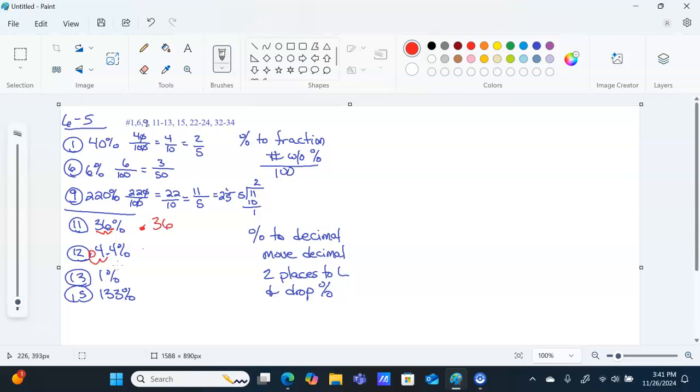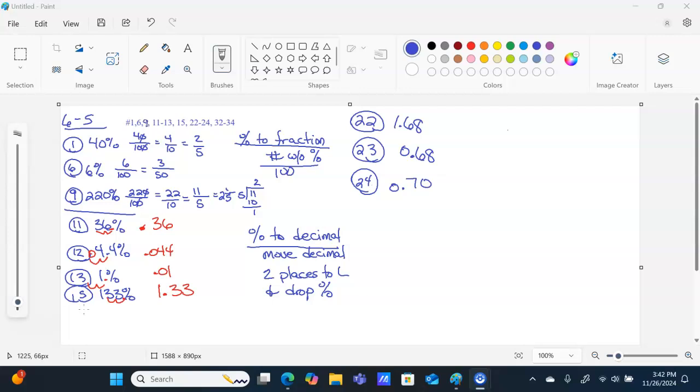Move it 2 places to the left and drop the percent. The decimal's there, move it 2 places to the left and drop the percent. The decimal's sitting there, move it 2 places to the left and drop the percent. So that's how you do that set.